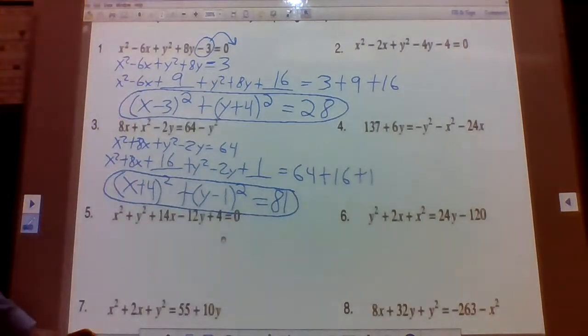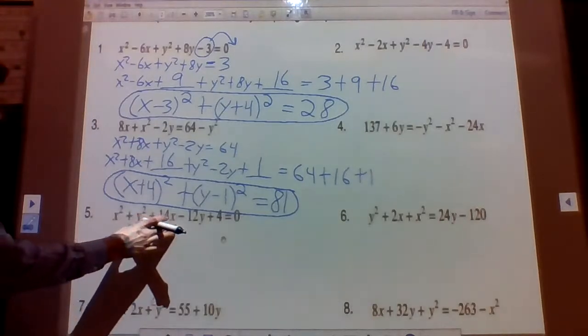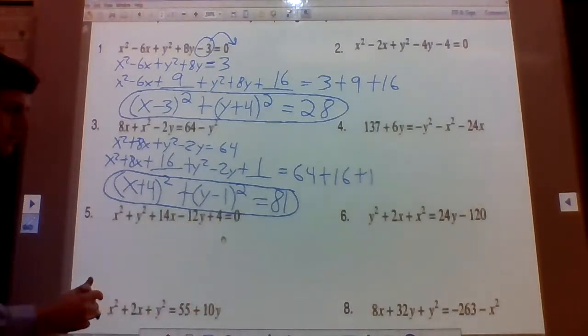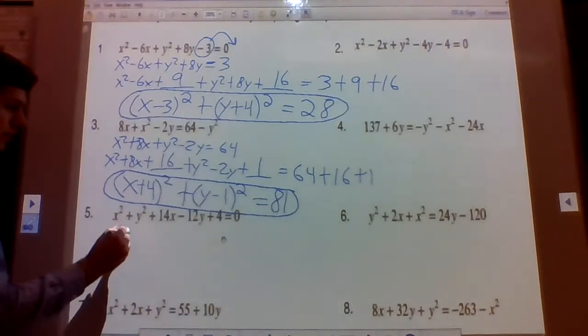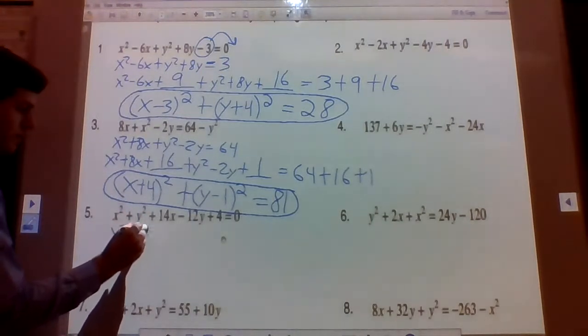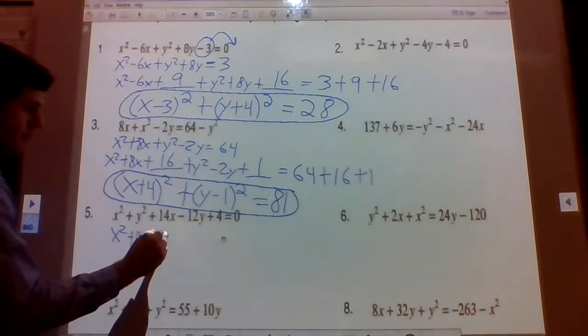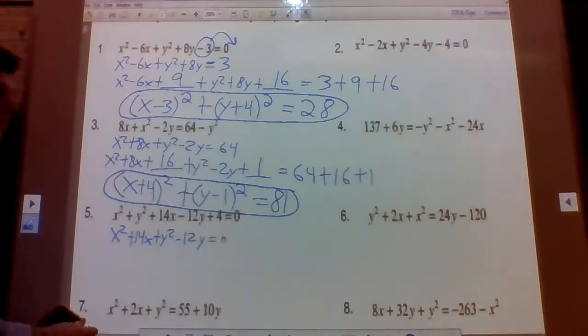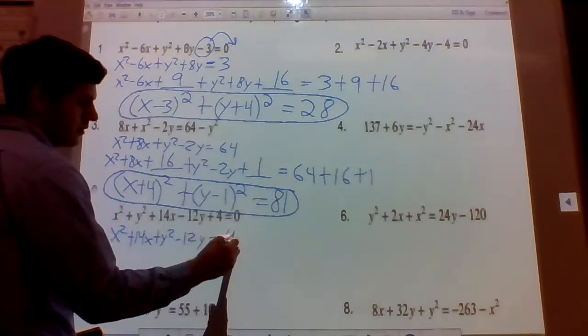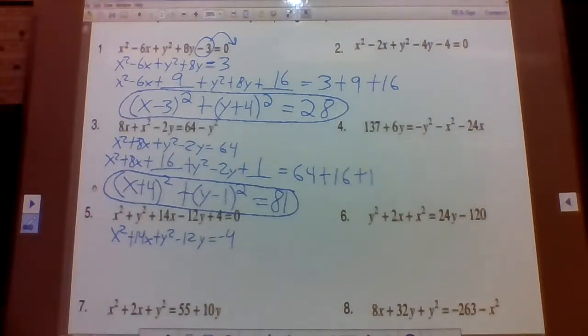This one, again, we want to just make sure we get everything in the correct order here. It's the x's first and then the y's in descending order of the exponents. So x squared plus 14x plus y squared minus 12y. Want to move the -4 to the other side. So we want to subtract 4 from both sides. So we get -4.